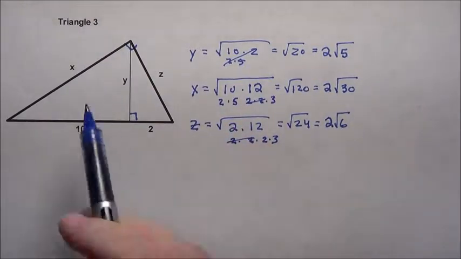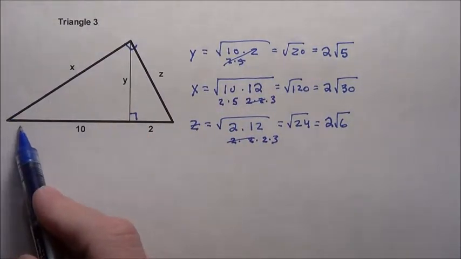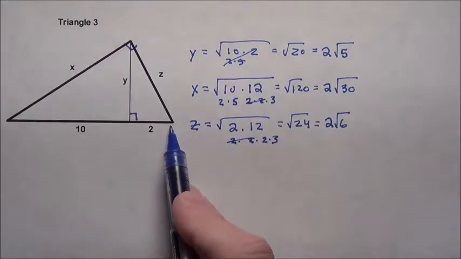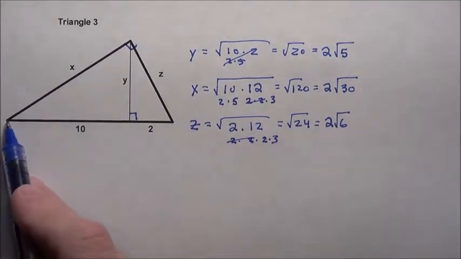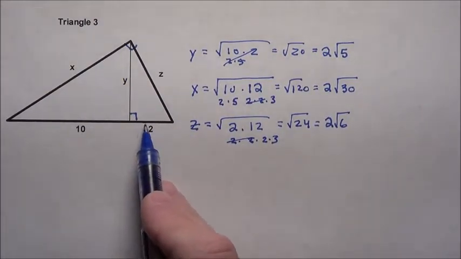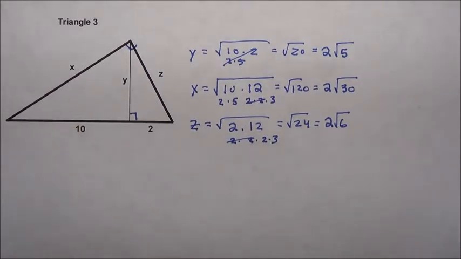So here are our measurements. For x, it's simply going to be the closest leg, 10, times the whole length, 12. For z, closest leg, 2, times the whole length, 12. And for y, the easiest piece, it's simply the 10 times the 2 little pieces here. There you have problem 3.